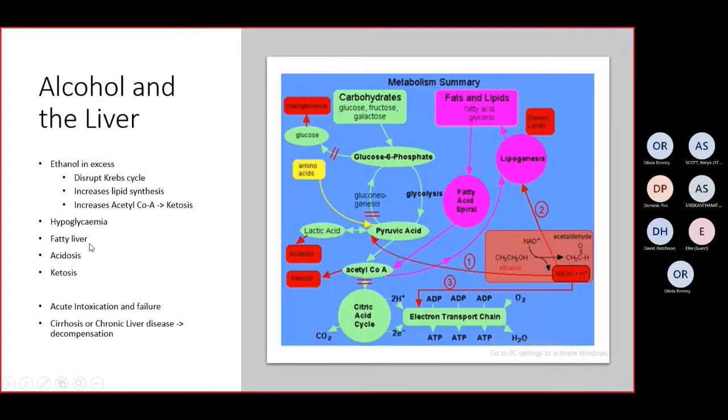So we've mentioned our fatty liver, our acidosis, our hypoglycemia, and also our ketosis. In the same way that you can get ketones generated from a DKA, more of your acetyl-CoA is going to go into ketosis rather than into your citric acid cycle. Okay, so that is a summary of what the alcohol does and the different pathways it can mess up.